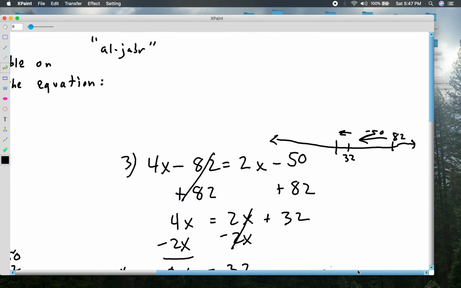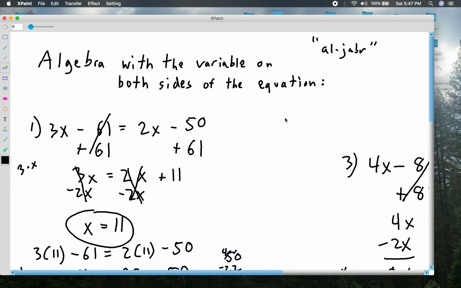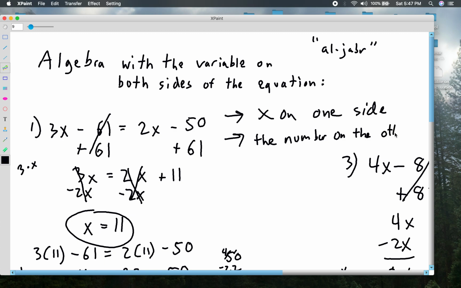So going back to algebra with variables on both sides of the equation, what we've done is gotten x on one side and the number on the other. That's my new mantra: x on one side and the number on the other. That is basically the principle of all algebra, because you're looking to balance, find out what x is equal to. And there you have it.